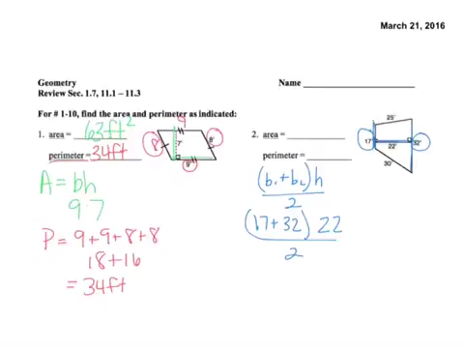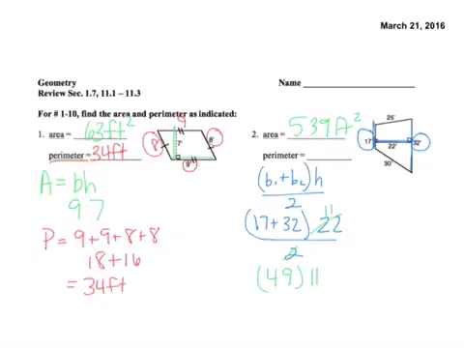And you can solve this a couple different ways. I like to reduce it so my numbers are smaller. 17 plus 32 is 49 times 11, which is 539 feet squared.